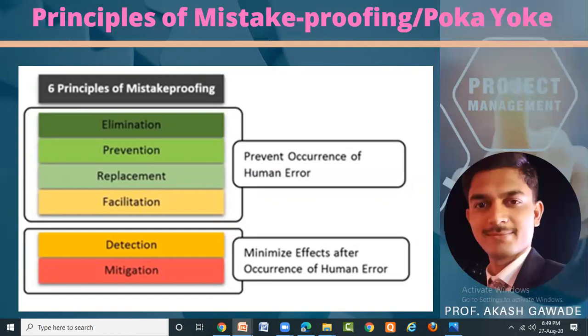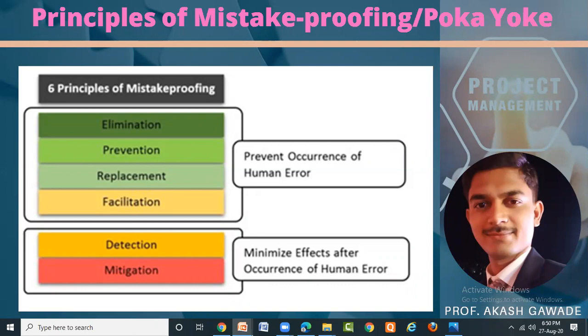See, these principles are divided into 2 parts. The first one is to prevent the occurrence of human error. That means to prevent defective parts from being supplied to the customer. And the second way is to minimize the effect of the occurrence of human error. Minimize effect means whenever you are delivering a defective product to the customer, then what happens? You need to avoid or minimize it. That's why the Poka Yoke arrangement is needed, and there are the 6 principles.